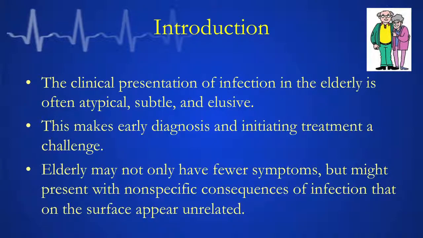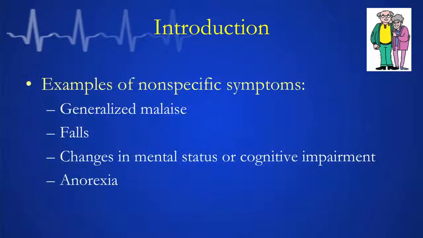The clinical presentation of infection in the elderly is often atypical, subtle, and elusive. This makes early diagnosis and initiating treatment a challenge. Elderly may not only have fewer symptoms, but might present with nonspecific consequences of infection that on the surface appear unrelated. Examples of nonspecific symptoms: general malaise, falls, change in mental status or cognitive impairment, and anorexia.